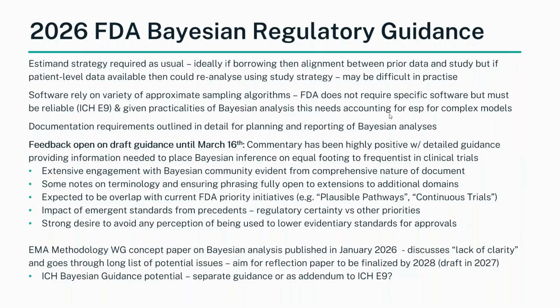There is a significant overlap between this guidance and certain current priority initiatives from the FDA, such as plausible pathways and continuous trials, which we'll talk about in a second. So that gives it even more heft, I would say, from the top in terms of the regulatory perspective. I think the big and most interesting debate will be about the impact of the emergent standards that come from more and more of these trials occurring. That's already occurring. We have things like the CID program, and we've already had trials during COVID-19 that used Bayesian methodology for the vaccine trials.